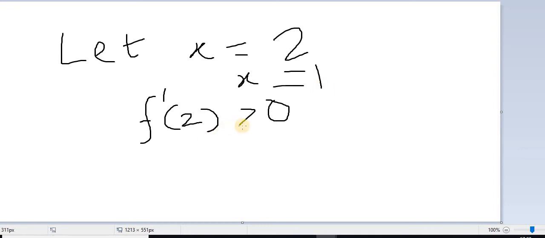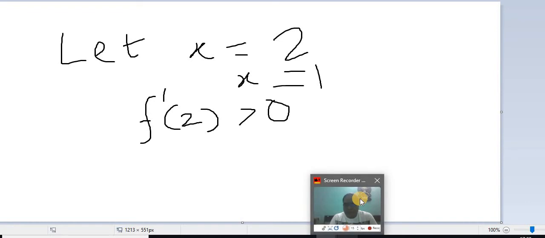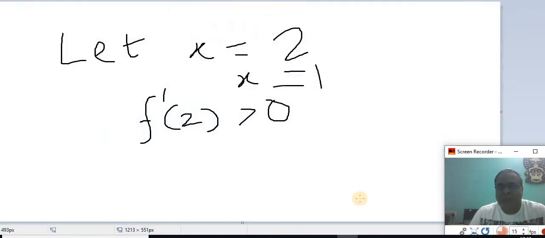If f dash 2 is negative, if f dash 2 is less than 0, what will you do? You will travel in the opposite direction. Then you calculate with x is equal to 3. Like that, you move in the opposite direction. That's what you do in gradient descent.